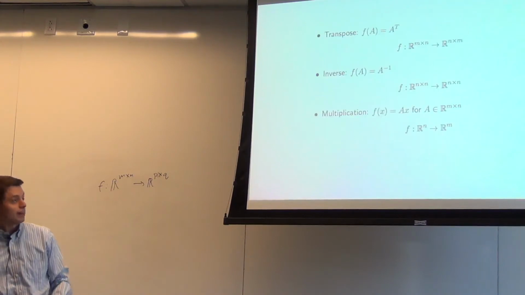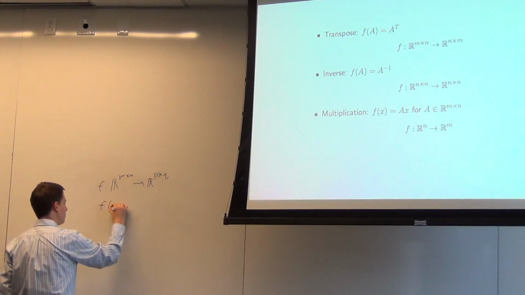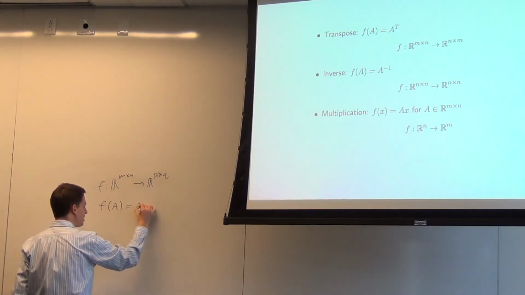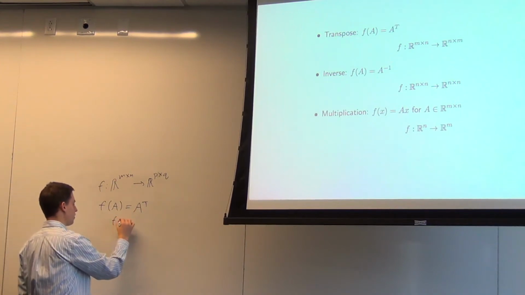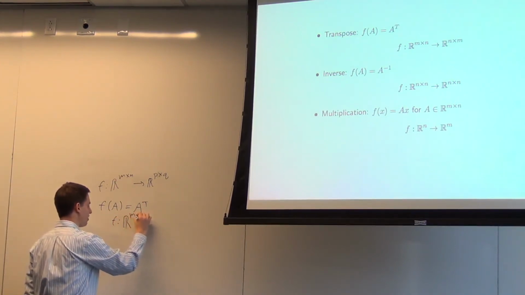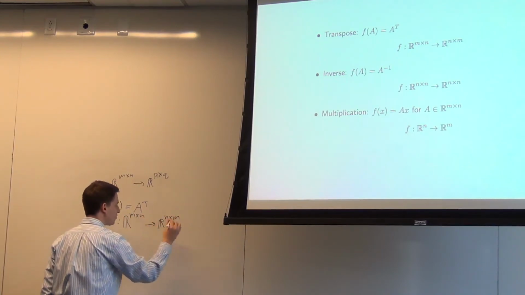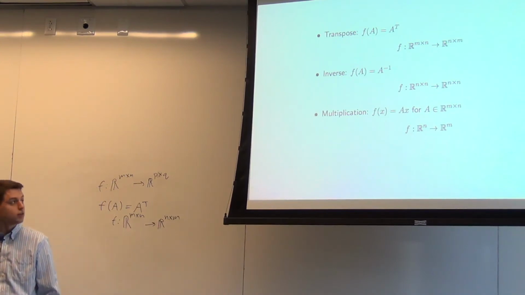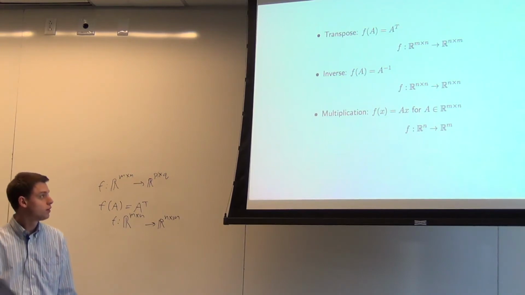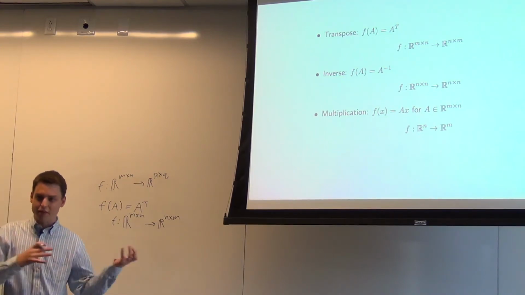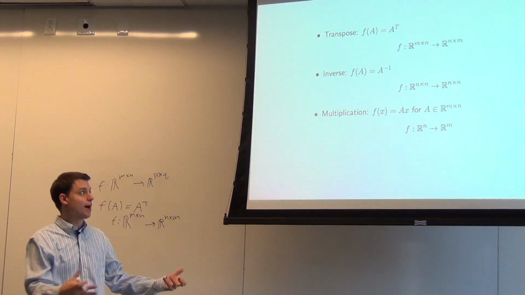Now we've seen some functions already, right? So for example, the function of A, if we define this as being the transpose of A, well, this is now really a function from m by n matrices to n by m matrices. There are lots of other functions that could be of the same form as that, but this is one particular function that is mapping m by n inputs to n by m outputs.